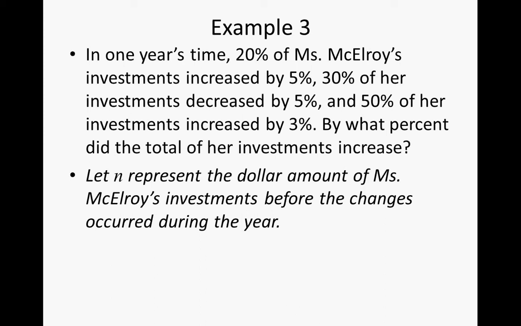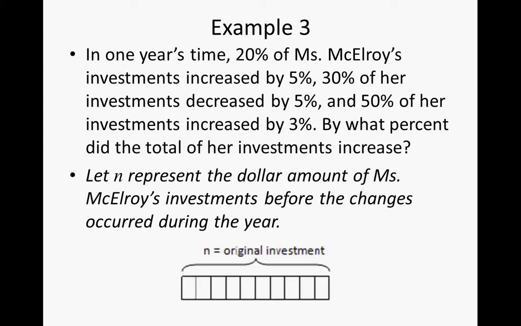So let n represent the dollar amount of Mrs. McElroy's investments before the changes occurred during the year. So n is her original investment, and we've split it. Since we're talking about factors of 10% here, we're going to go ahead and split this into 10 equal parts.